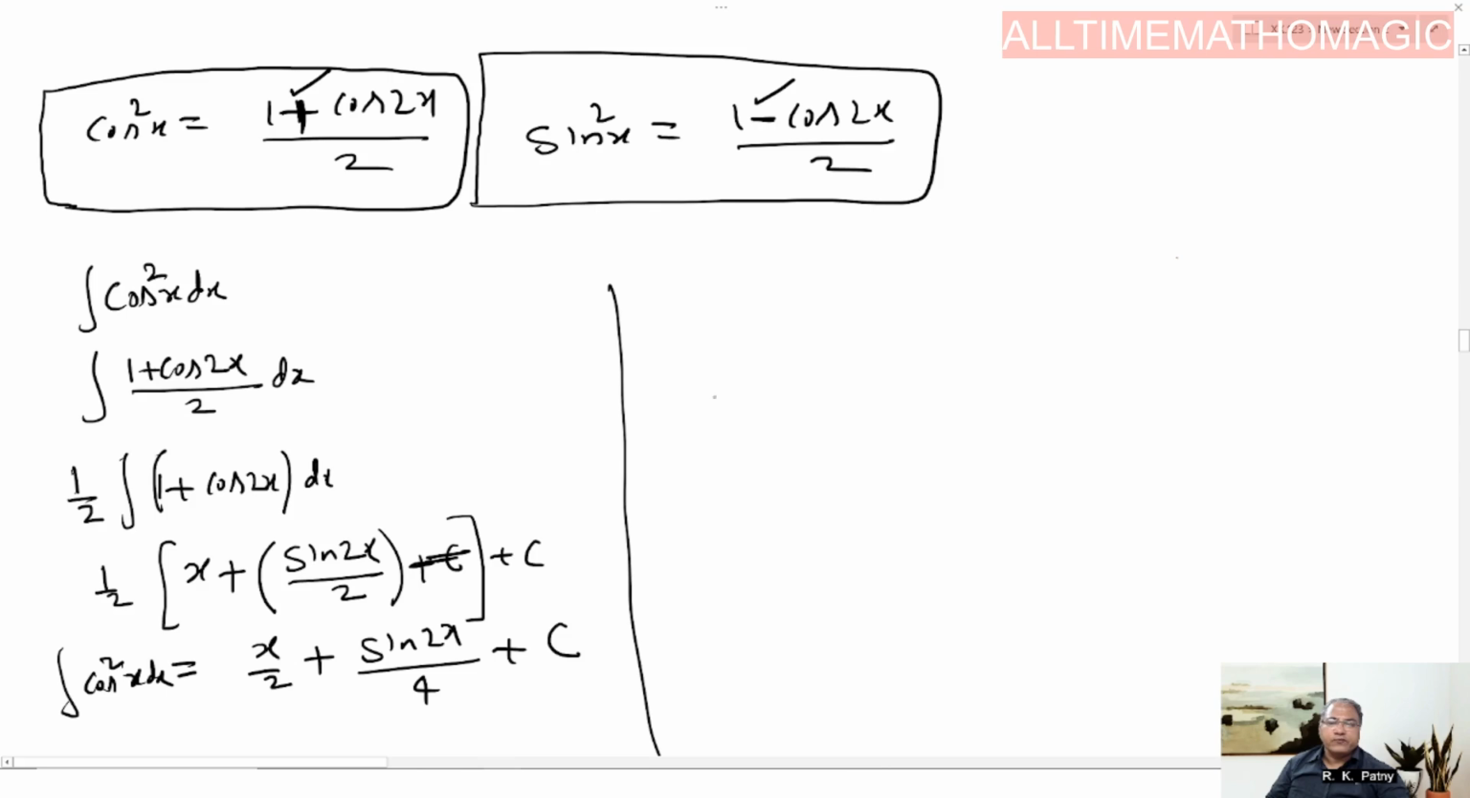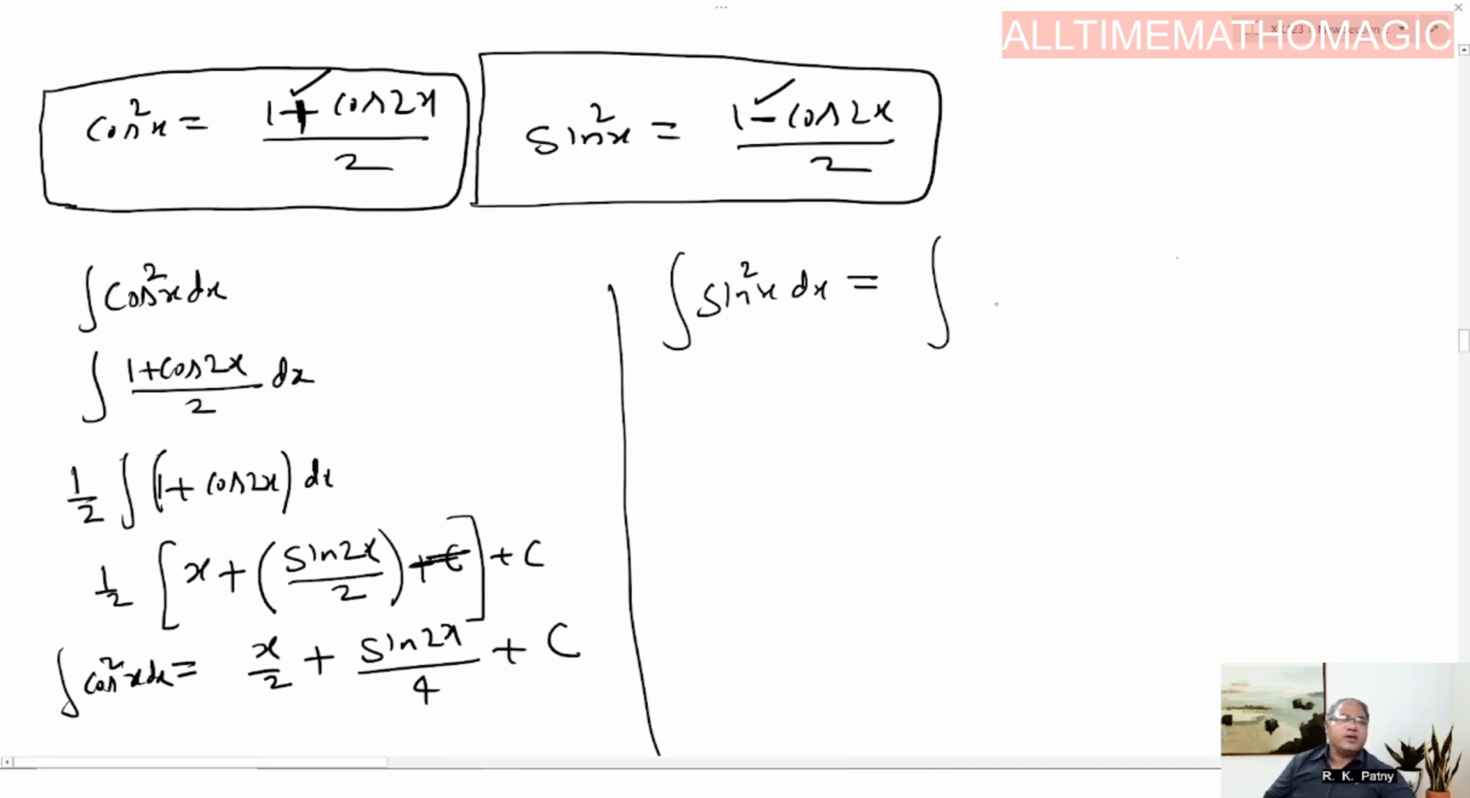Suppose you want to find the integration of sin square x with respect to x. Here, first of all, same thing as cos square: there is no direct integration for cos square x, and also no direct integration for sin square x. As soon as sin square x comes, what you have to do? First convert it using trigonometry.